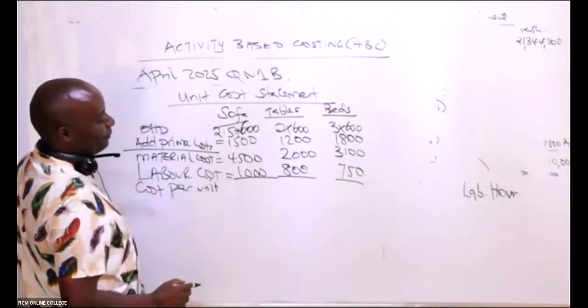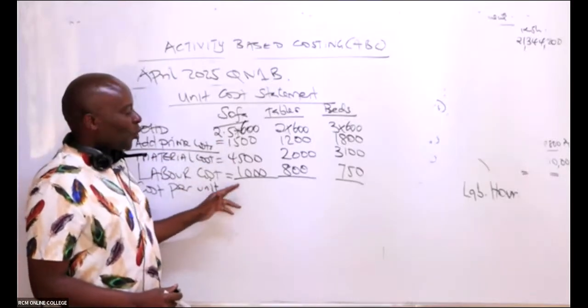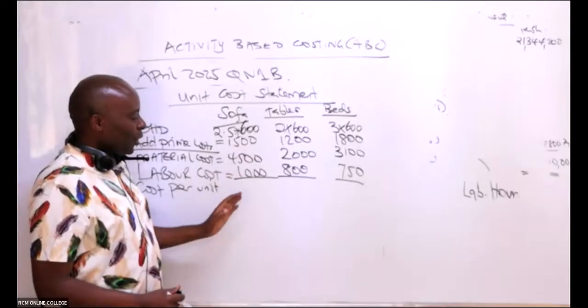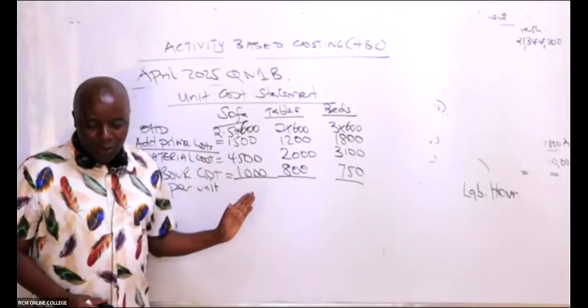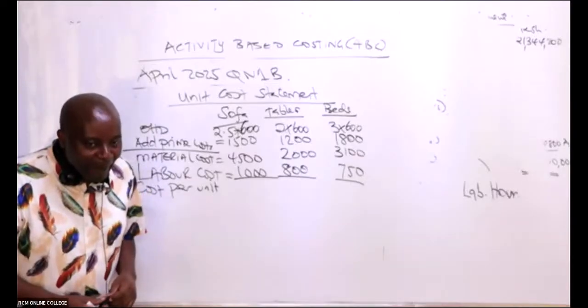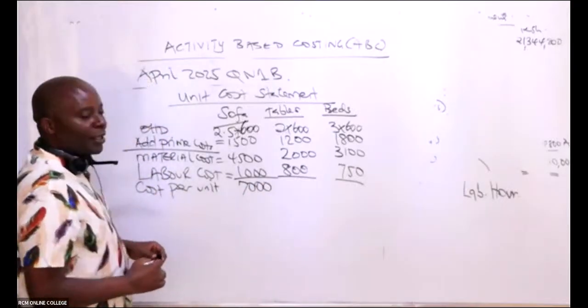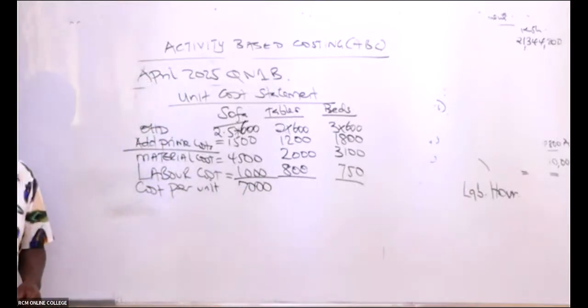Cost per unit. So then I will take the overhead plus the primary costs. So it's 1,500 plus 4,500 plus 1,000. We write an answer. The first one is 7,000.